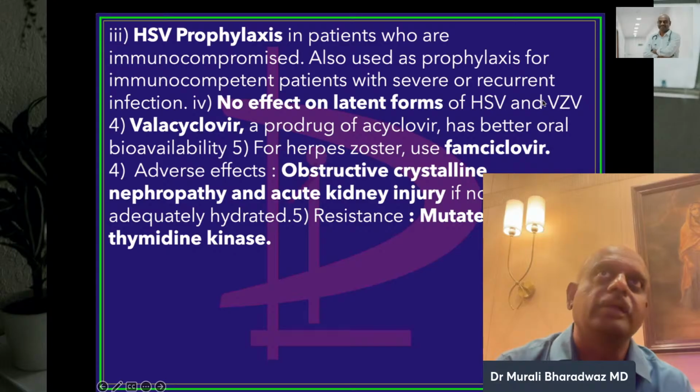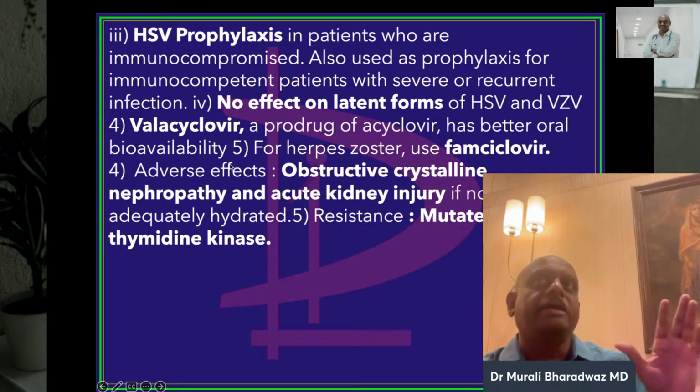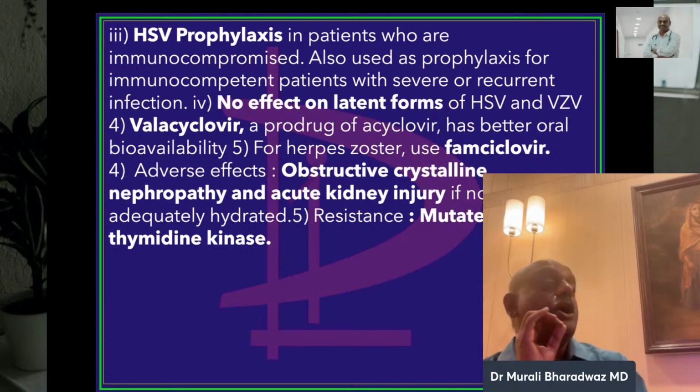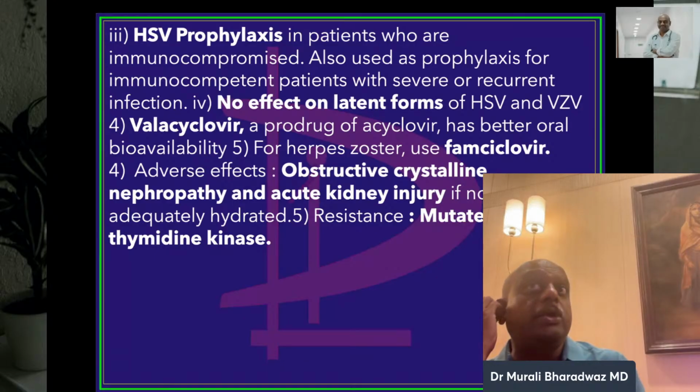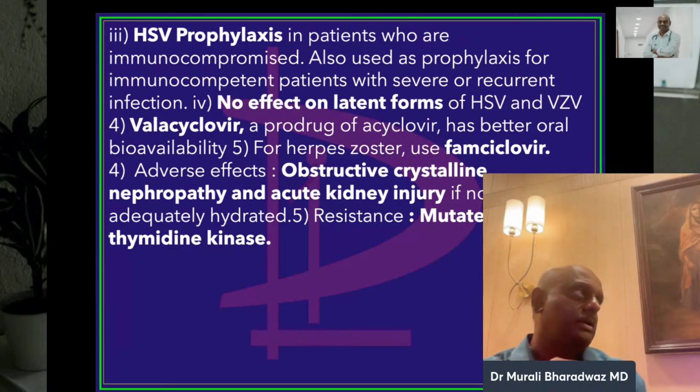Yeah. So what is the main side effect of these acyclovir, etc.? Most important, obstructive crystalline nephropathy. It leads to formation of the stones, renal stones. It can lead to acute kidney injury if you don't hydrate the patient. And how does the virus get the mutation? By mutating its thymidine kinase, which is required for the initial monophosphorylation step of these drugs.